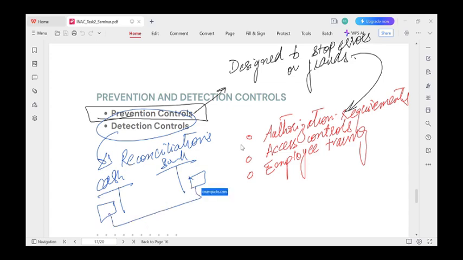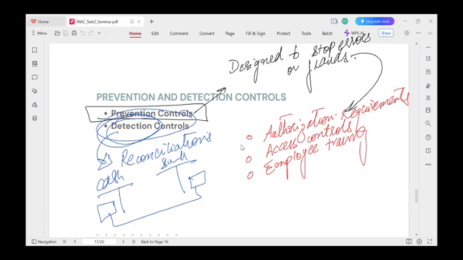Okay. So if that is not happening, I mean, if the balances are not equal, you can say that something wrong has happened. So that's a detection control. Bank reconciliation statement is one of the detection controls. Okay, so how would you identify a prevention control and a detection control?